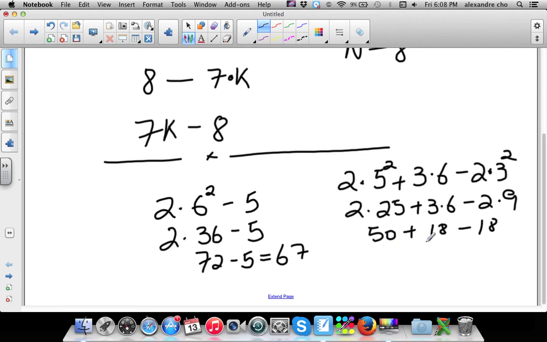Okay, so we have 50 plus 18. Addition does come ahead of subtraction, not because of the word, but because it comes first as you're reading it from left to right. So 50 plus 18 is 68. Minus 18, and that's going to put us back at 50. Okay.